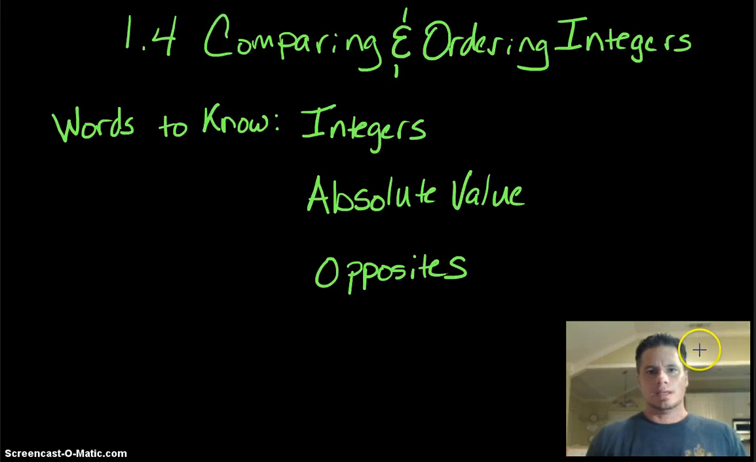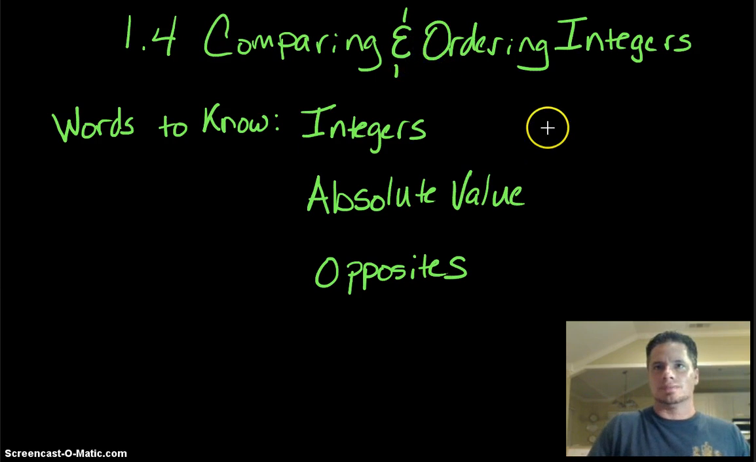Okay, tonight we're going to talk about comparing and ordering integers. This is 1.4 in your pre-algebra book, and there are three words we need to know for this section. These are words that you will get familiar with over the course of your pre-algebra lives. The first one is integer.